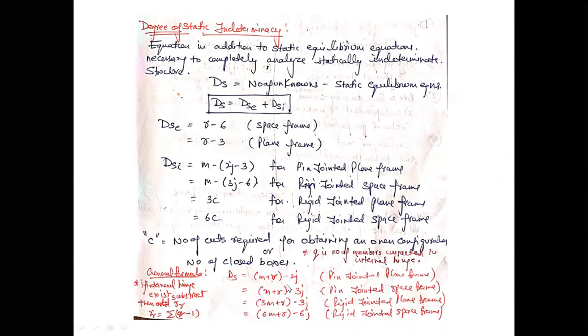That is, DS is equal to M plus R minus 2J for a pin jointed plane frame, M plus R minus 3J for a pin jointed space frame, 3M plus R minus 3J for a rigid jointed plane frame, and 6M plus R minus 6J for a rigid jointed space frame. This RR we'll discuss in the upcoming slide. This RR is basically in case of an internal hinge. So I would like to consider this as an example. It will produce a better understanding of this concept. So let us quickly move forward.